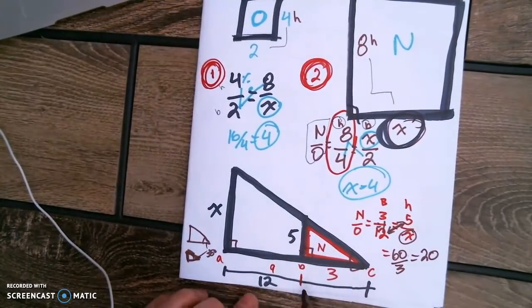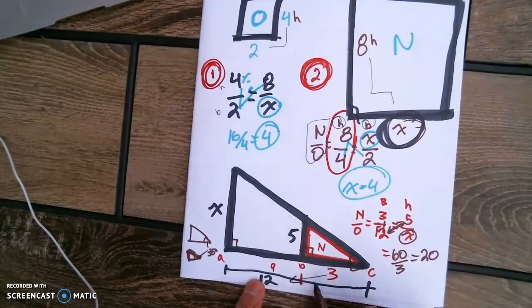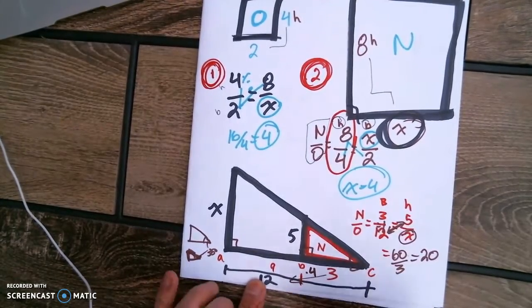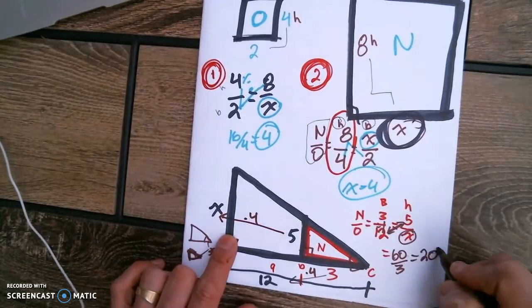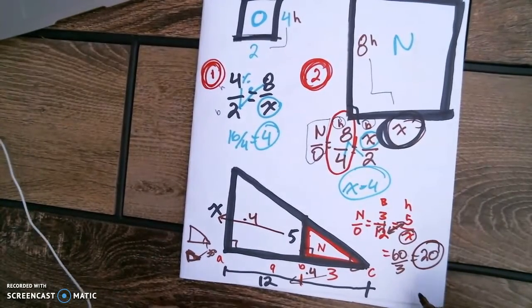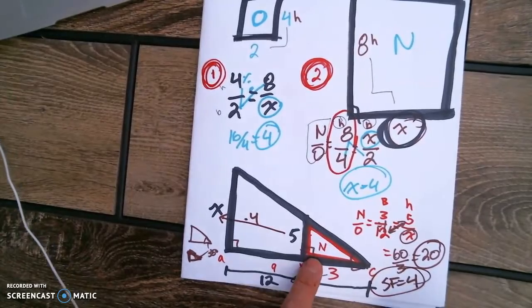For those of you really quick, how do I get from 3 to 12? I times 4. So I can also just times by 4. Answer is 20. There we go. My scale factor is going to be 4 because that's what I multiplied the side.